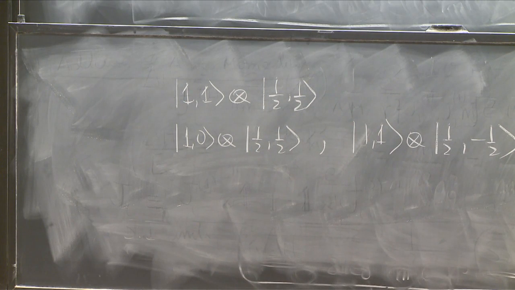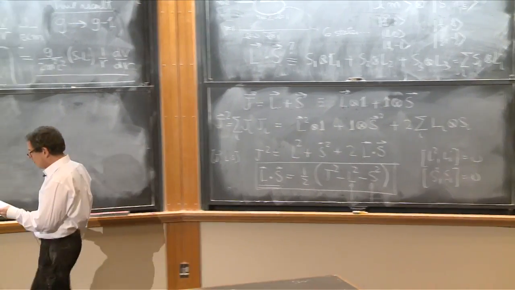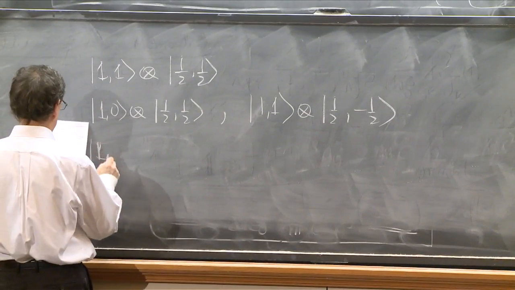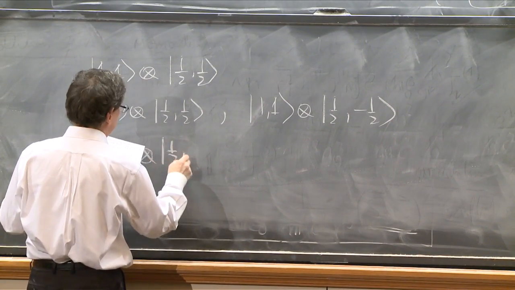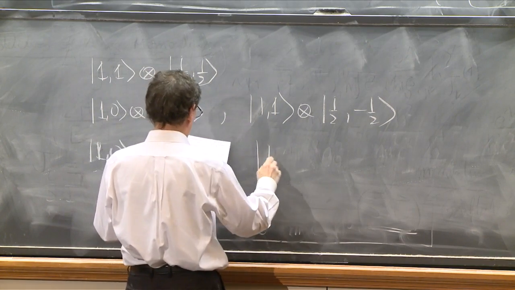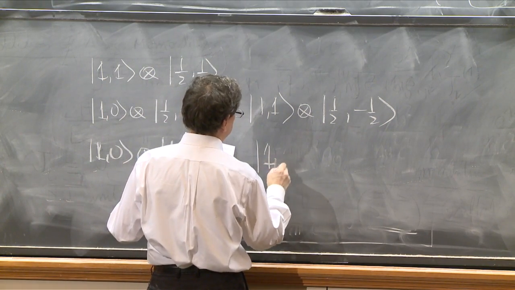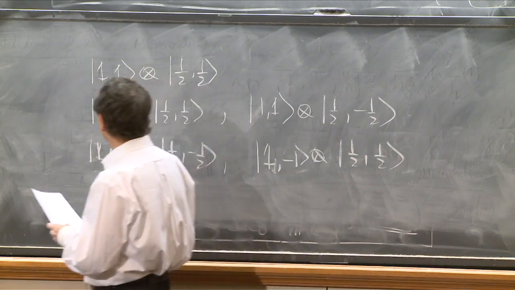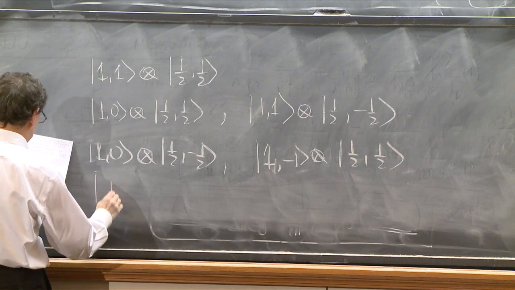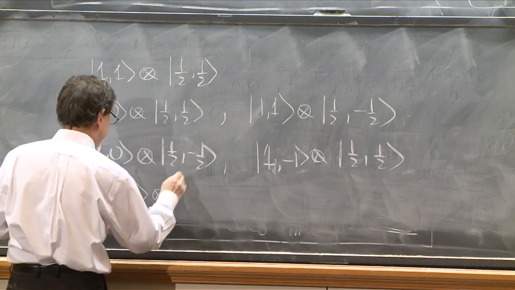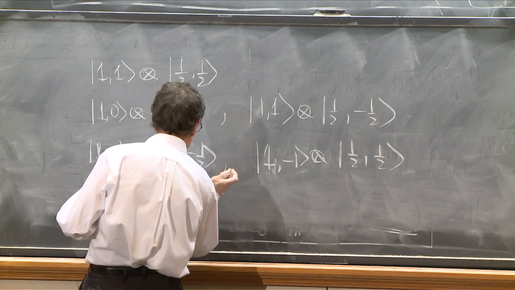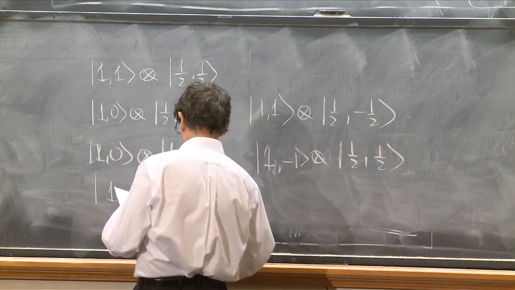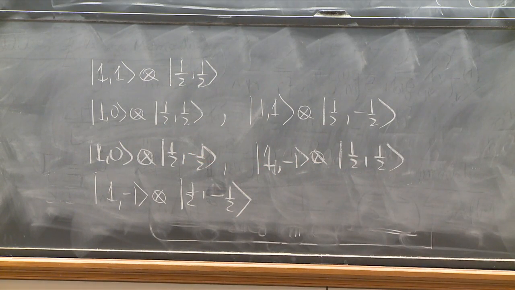So the 1, 0 with the top, the 1, 1 with the bottom. Here are 2 more states, 1, 0 with 1/2, minus 1/2, and 1, minus 1 with 1/2, 1/2. And here is the last state, 1, minus 1 with 1/2, minus 1/2. These are our 6 states.